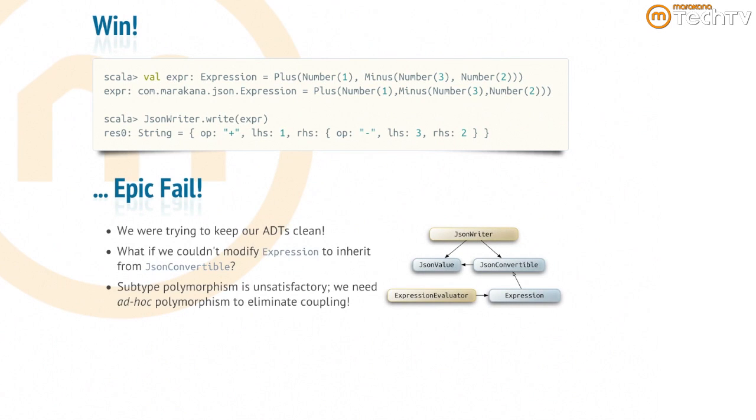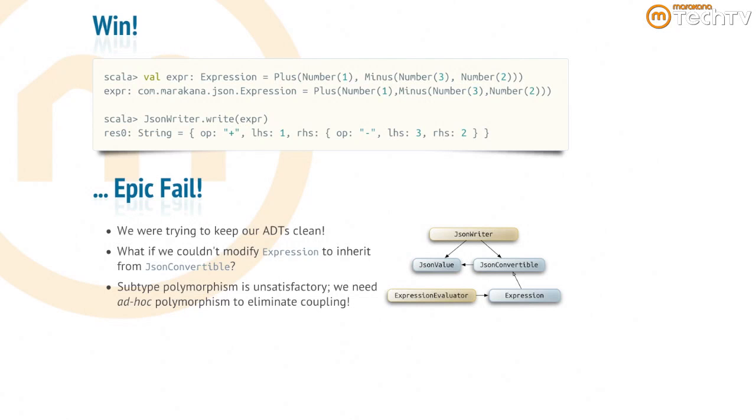I think there's too strong coupling here, because as soon as we said that Expression inherited from JsonConvertible, we introduced quite a bit of unnecessary dependencies. So, for example, you can look at this class diagram and see that ExpressionEvaluator depends on Expression, which transitively depends on the thing that it implements, which implies that ExpressionEvaluator cares about JSON convertibility, which, of course, it doesn't.